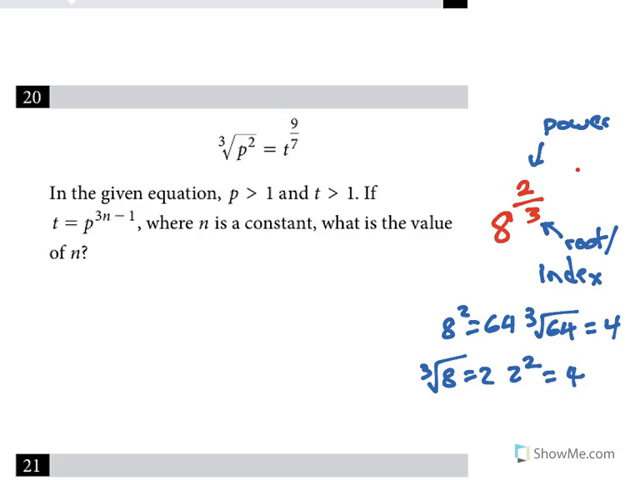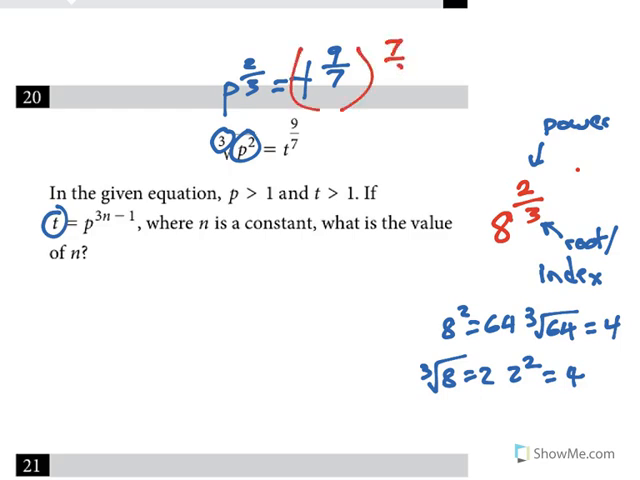So I'm going to say, well, this is the cube root of p squared. Well, that would really be p to the 2/3, right? Because it's p to the 2nd power, but then the 3rd root. So p to the 2/3 power is equal to t to the 9/7 power. And it says what t is equal to. So I'm going to want to solve this in terms of t.